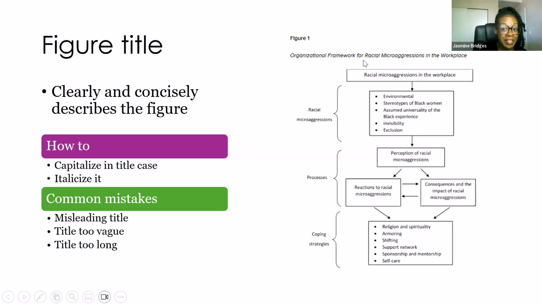This figure title might seem a bit long, but I would argue that it's important because it's calling out the ideas that are in the figure. So they're using just enough and not too much for this figure title.